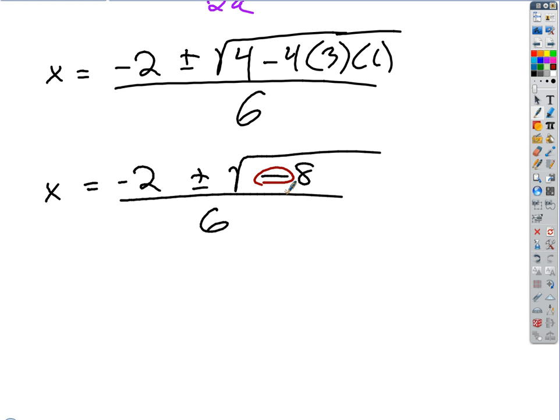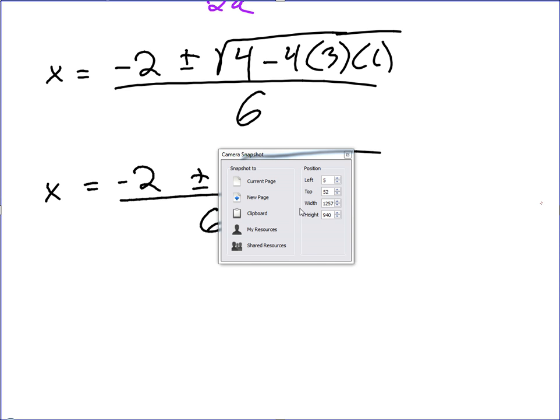Now we know that if I have a negative number under the radical, that's telling us it's an i. We've got an i, right? This is not a real number.